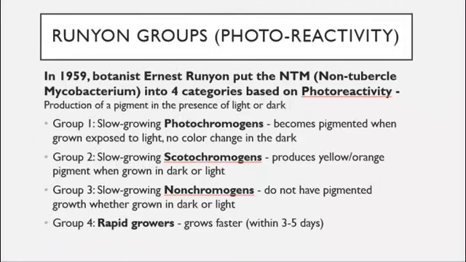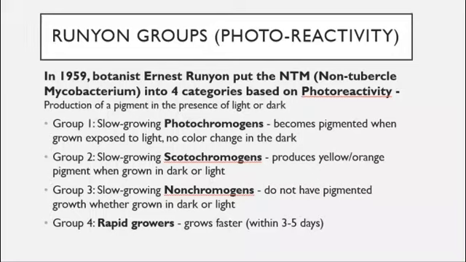So let's talk about these Runyon groups, and these are based on photoreactivity. And how were these groups formed? In 1959, there was a botanist named Ernest Runyon that put these NTM Mycobacterium into 4 categories based on photoreactivity, or the production of pigment in the presence of light or dark. So he's got 4 different groups.